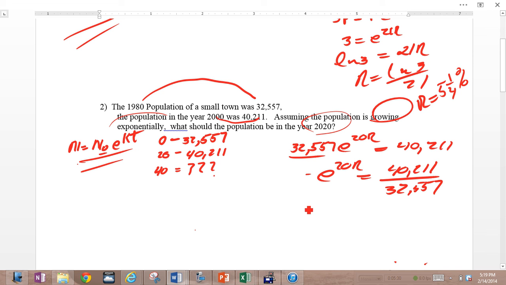Natural log here would just give us 20r, and that would be the natural log of that quantity, 40,211 over 32,557. Let's do the number crunching on that right now. Divide that by 20 to find out the rate. Having the rate, we'll come back and use it for predictive purposes. Let's pull up the calculator now.